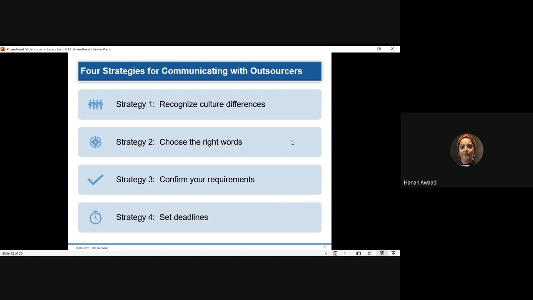Also, be specific when you are talking about specifications, requirements, expectations. The more you explain what you want, the more the other party will understand your requirements, and they will be able to fulfill these requirements. Going hand in hand with the requirements are the deadlines, when I need this to be done. And sometimes we have two types of deadlines.